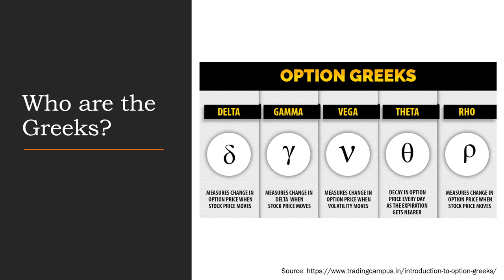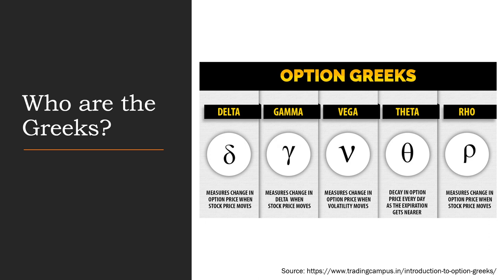Theta is the decay in price of your options contract every day as expiration gets nearer. So if your theta is, say, $1.40, that means every single day your options contract is going to drop $1.40. As you get closer to expiration, theta actually increases because the chance of your underlying asset moving big is getting smaller and smaller. So that time value is basically an exponential curve, right? It decays a lot faster once you get closer to expiration.